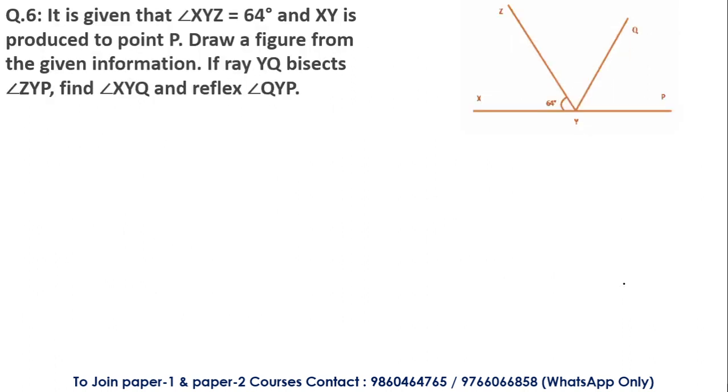Moving on to the next question, students, I'll give you this question as homework. Please try to solve it. In the given figure, angle XYZ is equal to 64 degrees and XY is produced to the point P. Draw a figure from the given information. If the ray YQ bisects angle ZYP, find angle XYQ and reflex angle QYP. Again, this type of question is not asked, but the concept behind it is very much important.